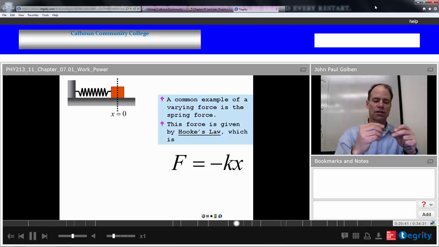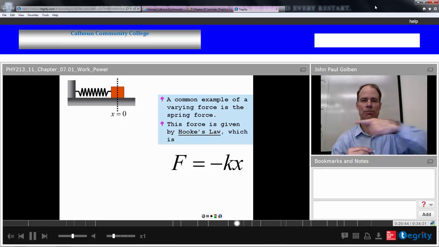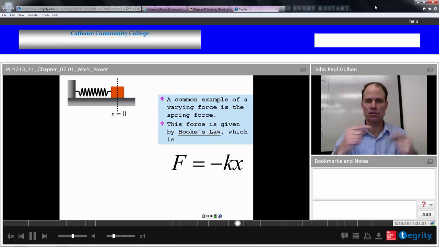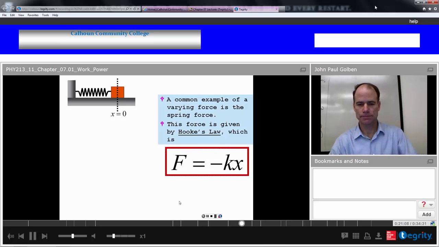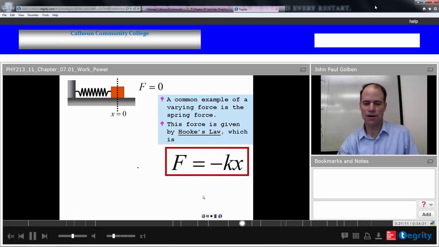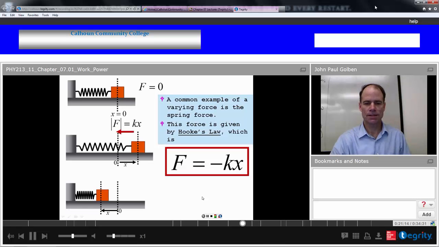Or if you were to push on the spring, it would also try to restore it back towards equilibrium. And it'll get larger and larger the more your value of x gets further away from that point. So it's proportional to the x, and this proportionality, this k constant, is the intrinsic value of the spring that you have. So for different springs, you'll have different k's. This is called Hooke's law, and it's a characteristic of good springs.